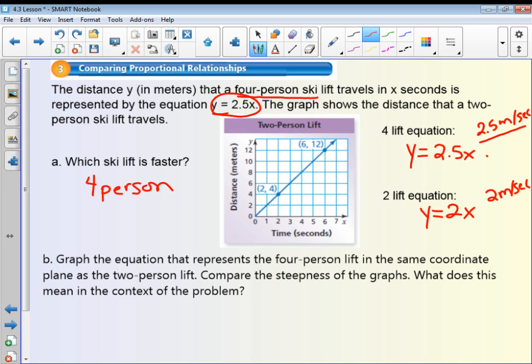Letter B says graph the equation that represents the 4-person lift in the same coordinate plane as the 2-person lift. So they've already done the 2-person graphing. This one's already been graphed. We're gonna go ahead and graph the 4-person. Okay, so as we get into future lessons, you'll learn a much faster way to graph this. But we're gonna have to go ahead and plot a couple different points. So let's pick our x's to do this.